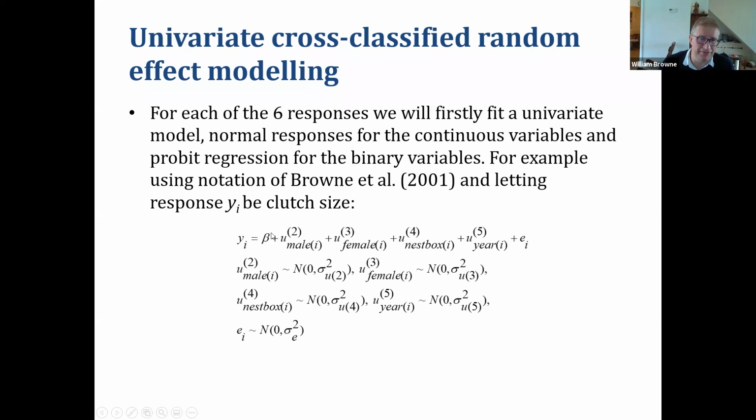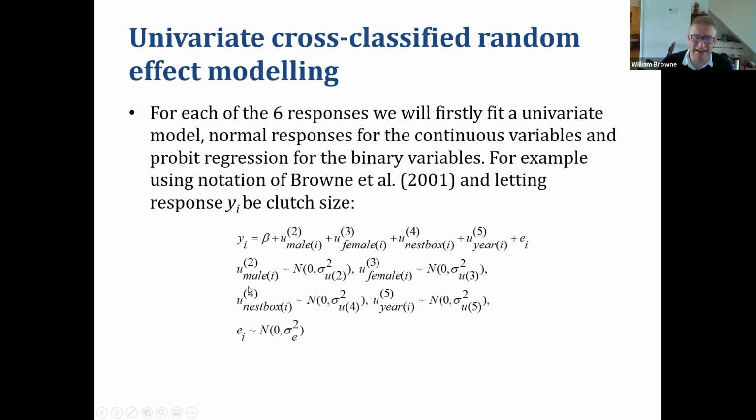So here we're going to have an overall mean for whatever our response is. Let's say it's clutch size for a minute. So clutch size is an overall clutch size beta. There's an impact of the male bird involved in the nesting attempt, an impact of female, an impact of nest box, an impact of year. And something to make everything add up, a level 1 residual.